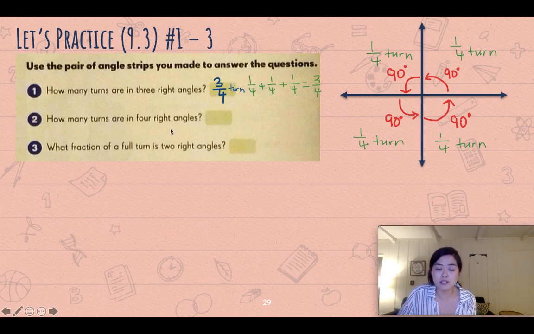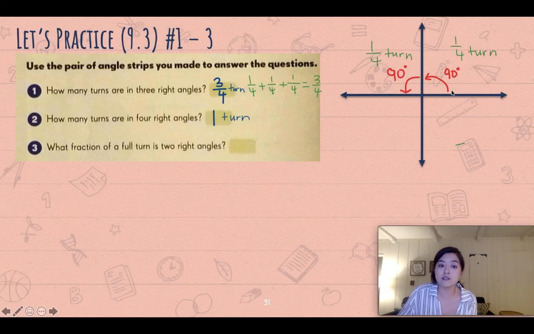How many turns are in 4 right angles? So 4 right angles is 1, 2, 3, 4. It's actually just one full turn because it starts from here and it goes all the way here, back to the beginning. So it's just one full turn. What fraction of a full turn is 2 right angles? So 2 right angles is here, 1, 2. And this is half of a full turn, right? So it's just 1/2 of a turn.